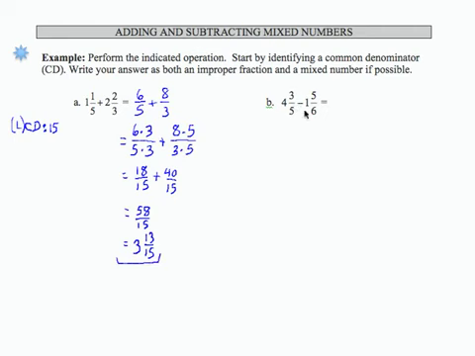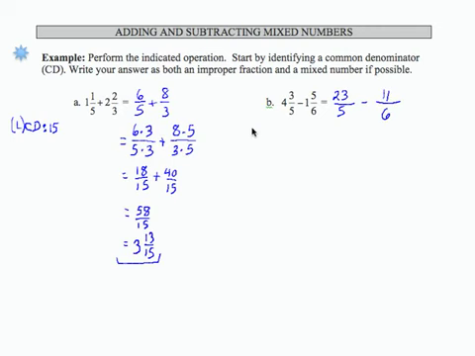Looking at the subtraction here of these two mixed numbers, again, I'm going to start with going ahead and making each of these an improper fraction. So I'm going to have a subtraction there. So 4 times 5 is 20, plus 3 gives me 23 fifths here. 1 times 6 is 6 plus 5 is 11 over 6.